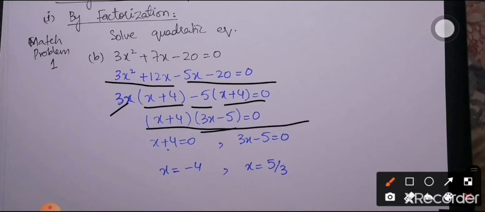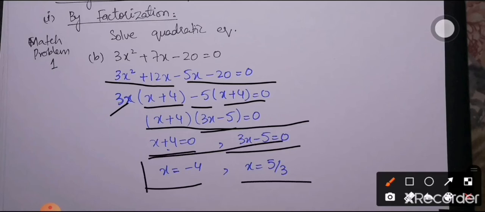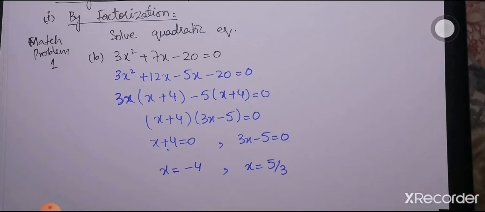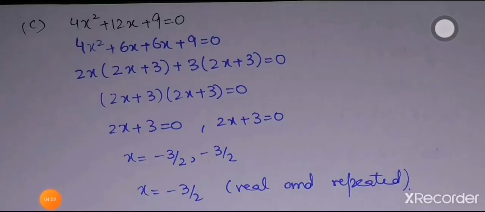Now we know that the product of any two terms will be 0 if and only if any one of them is 0. So either x plus 4 is equal to 0 or 3x minus 5 is equal to 0, that is x is equal to minus 4 or x is equal to 5 by 3. So these are the two solutions of the given quadratic equation by factorization. So we have to find the factors, and then we will put the factors one by one equal to 0, and we will get the two solutions.